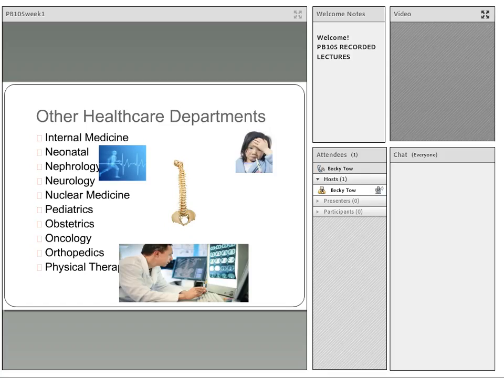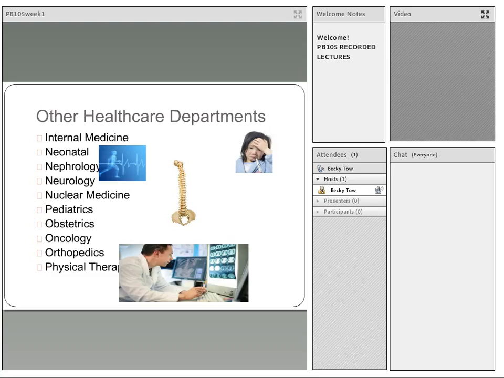So here's a number of different departments. Table 1-1 in your text basically covers all kinds of different healthcare departments, and it actually has a little explanation of the function of that department and the personnel that work there. So that would give you some idea as to what your job would be.